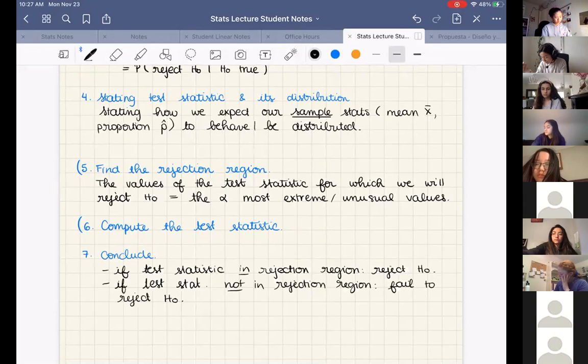Okay, and then if we fail to reject the null hypothesis, what we're saying is I don't have enough evidence to contradict it. I still don't know if it's true or not. Okay, it's just my data doesn't seem to suggest that I should conclude that it is false.